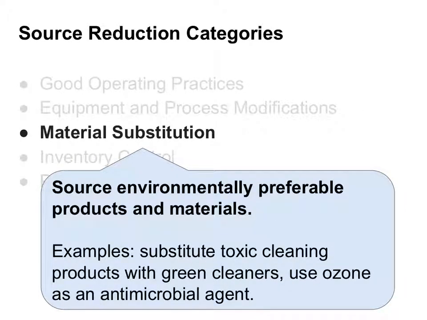Material substitution looks at changing the materials that enter a facility, either as a feedstock or as another product or supply. If you don't bring toxic materials into your facility, they're not leaving your facility either in the product or as a waste stream. Some examples include less toxic cleaning products or using ozone as an antimicrobial agent.